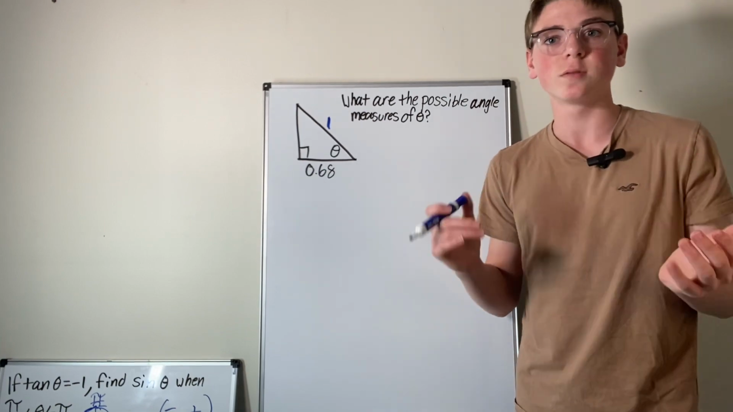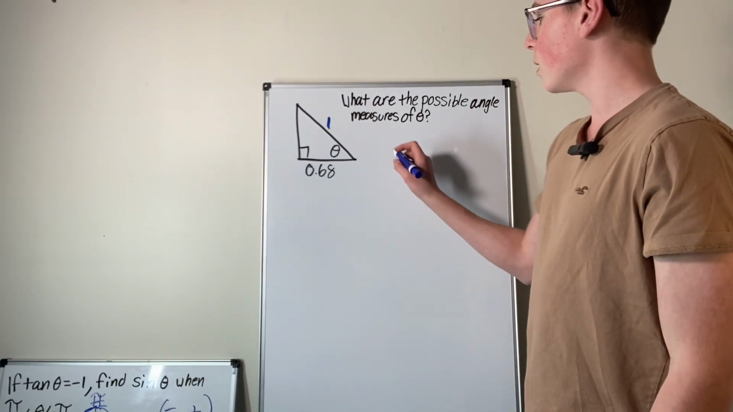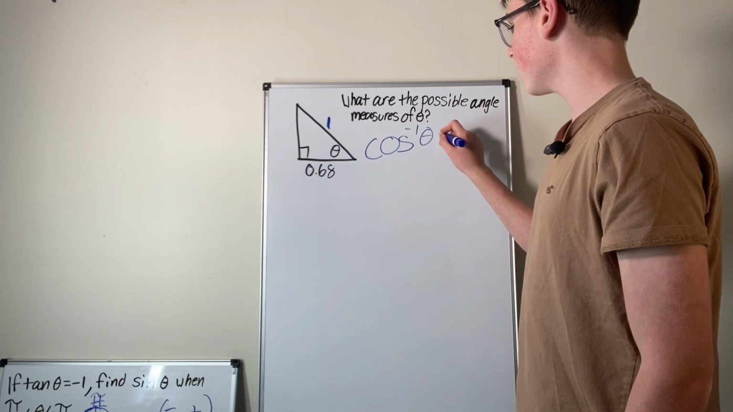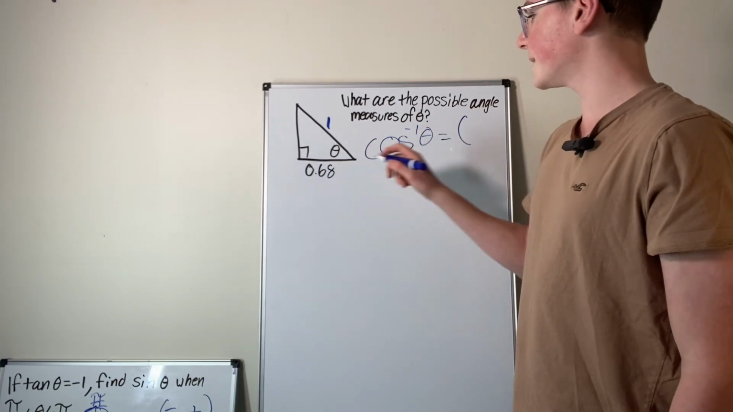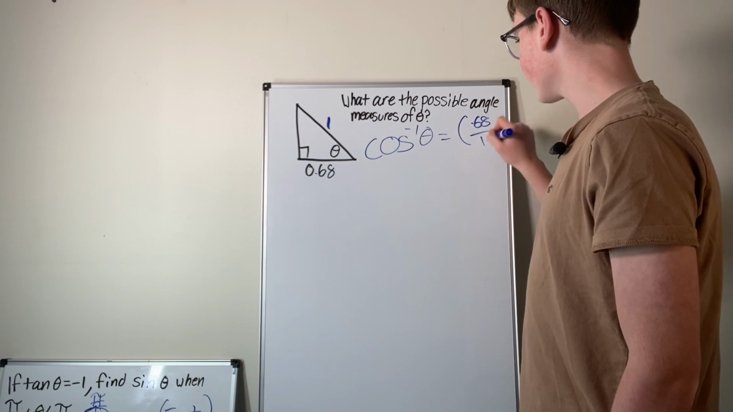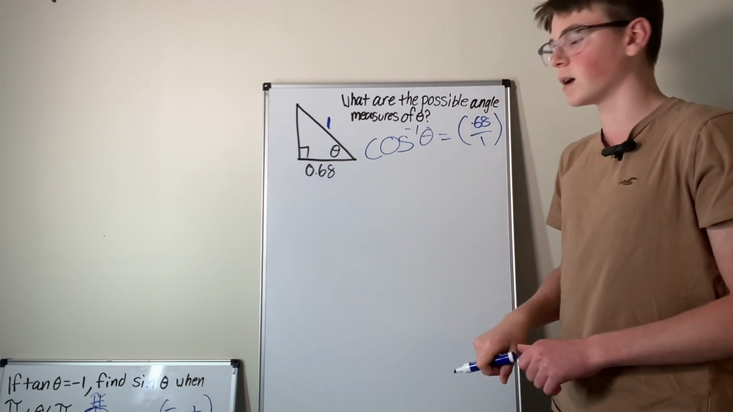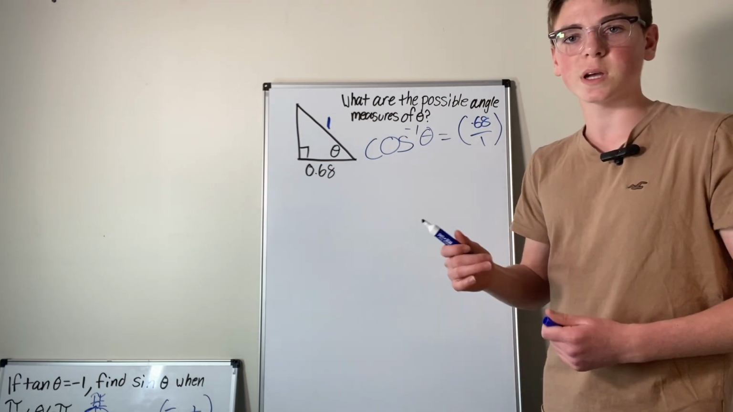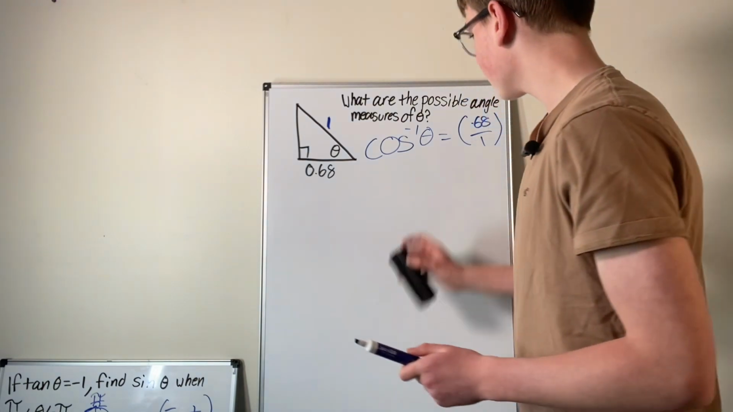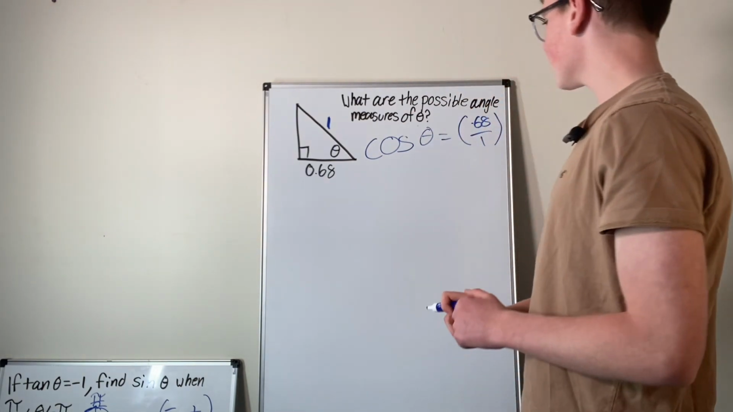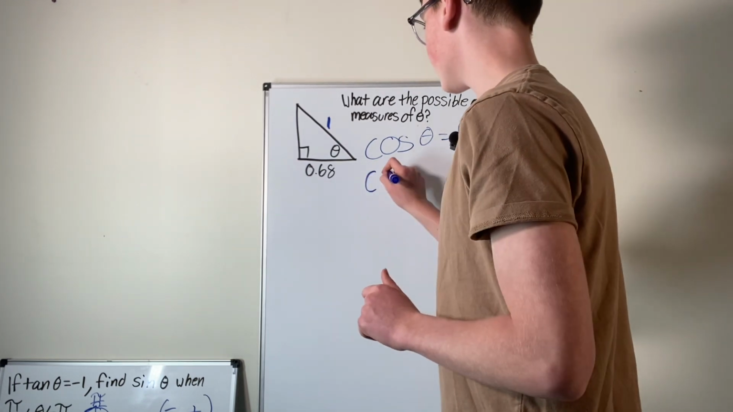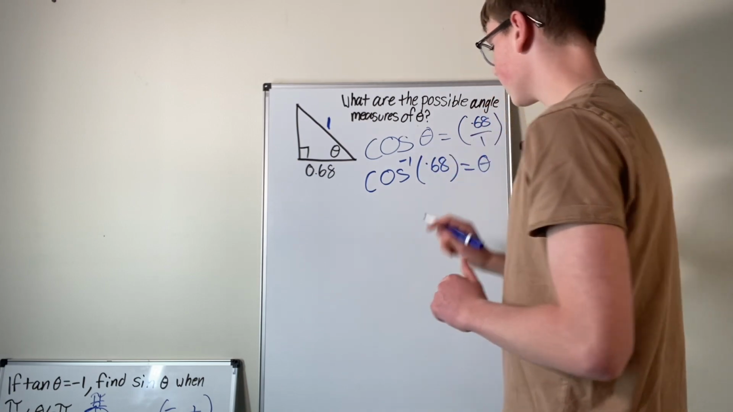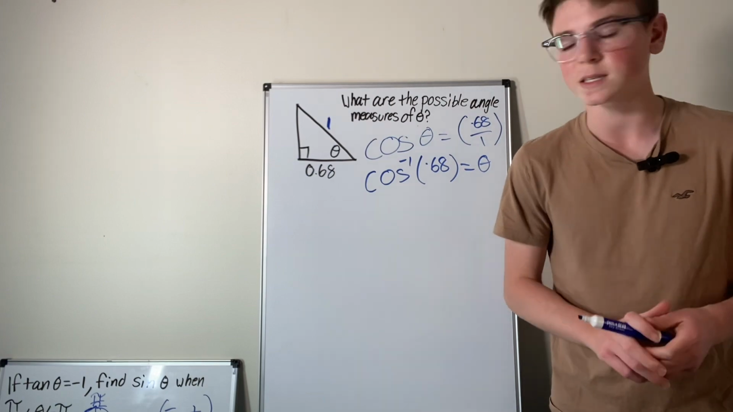Now, how do we find theta? Well, if we want to find theta, we have to do the inverse of cosine. Cosine of theta equals 0.68 over 1, which is really equal to 0.68. So then cosine negative 1 of 0.68 equals theta. So theta is cosine negative 1 of 0.68.